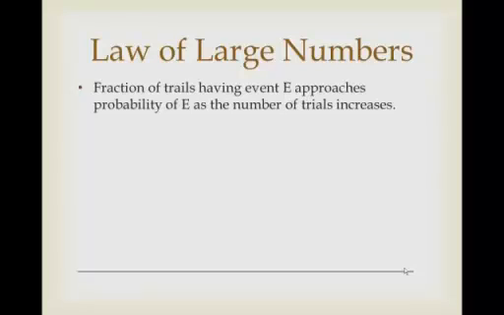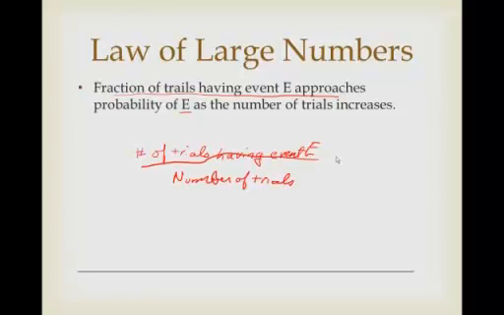So the law of large numbers says that the fraction of trials having an event E approaches the probability of E as the number of trials increases. So we're really just saying the number of trials having event E, divided by the number of trials, becomes the probability of E.